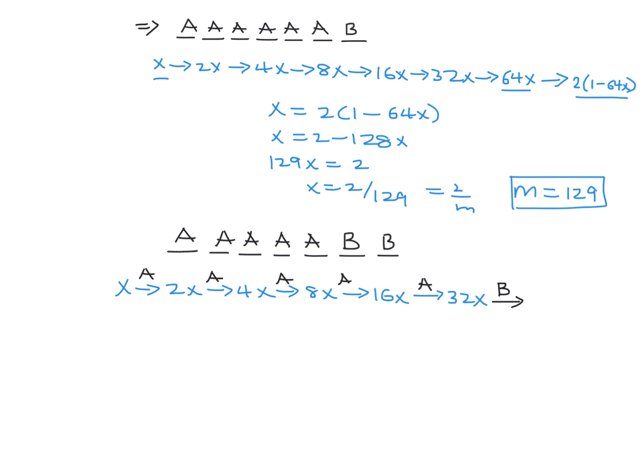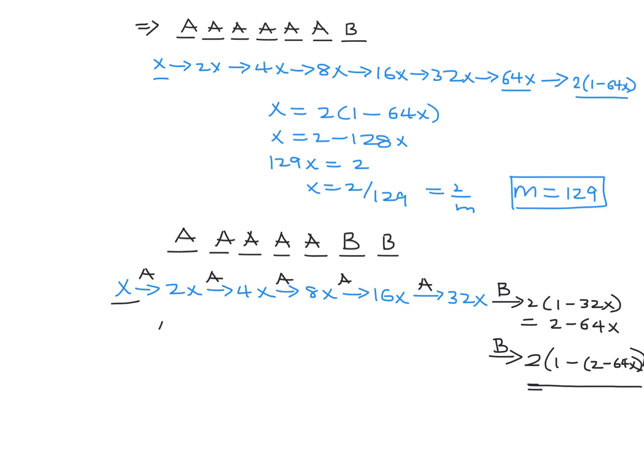So that means it will be 2 times 1 minus 32x. And if you do that algebra, it's 2 minus 64x. And then the last one is also going to be a B. So it's going to be 2 times 1 minus this 2 minus 64x. So you just got to make sure you do it carefully. And that, if you do the algebra, well, that's okay. I'll just leave it like that. And then we want this to equal x. So we want x to equal 2 times this 1 minus 2 minus 64x, like that.